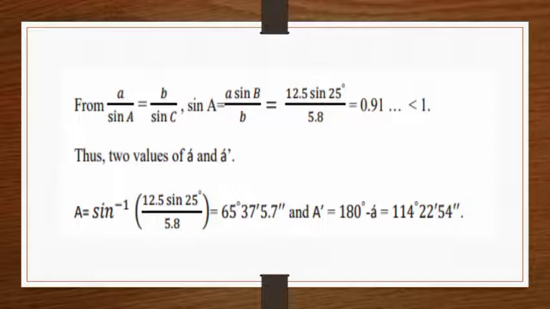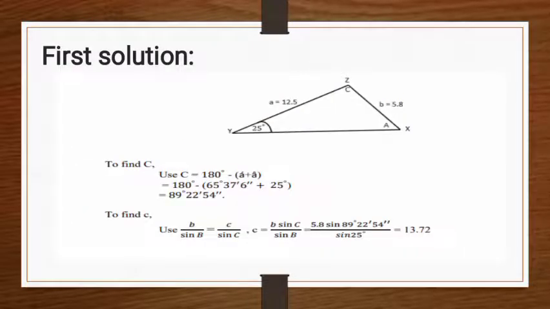Thus the values of A and A are: A equals sine inverse of 12.5 sine 25 degrees over 5.8, which equals 65 degrees 37 minutes and 5.7 seconds. And A equals 180 degrees minus A, which equals 114 degrees 22 minutes and 54 seconds. First solution. To find C, use C equals 180 degrees minus A plus A.